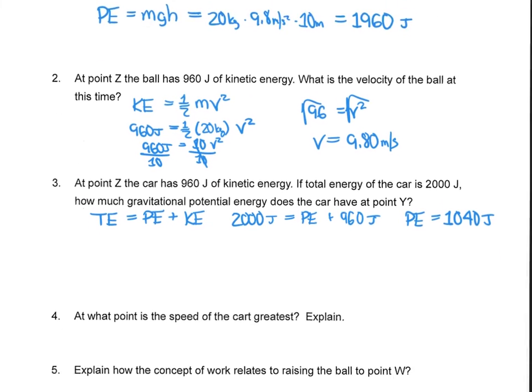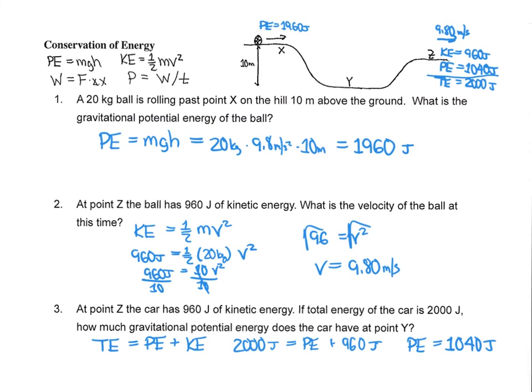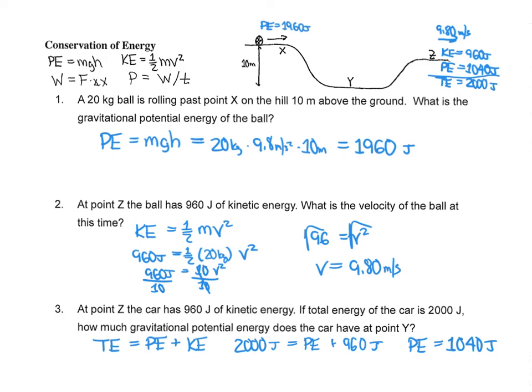Scrolling down. At what point is the speed of the car the greatest? So when is it going the fastest? That's going to be point Y, everybody, because here at ground level, my potential energy is going to be 0. So here at Y, we're going to have 0 PE, which means our total energy is going to be KE, which is that 2,000 joules. That's handy, right?